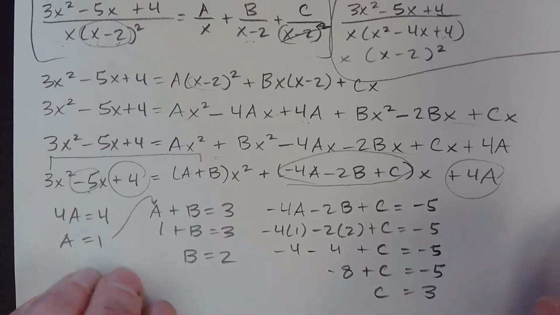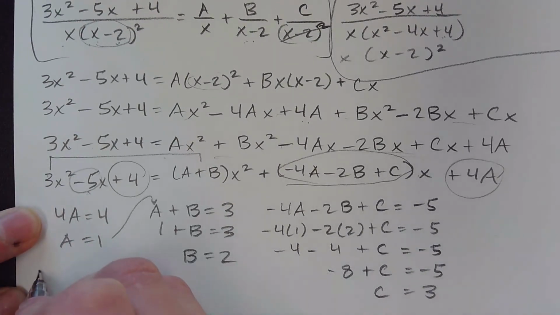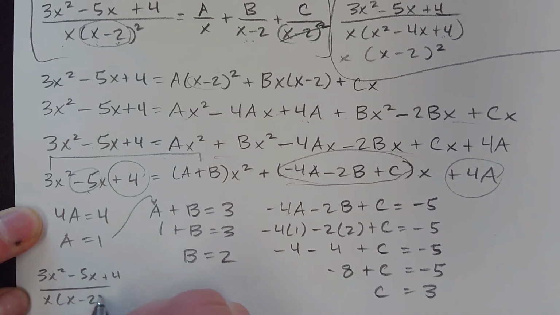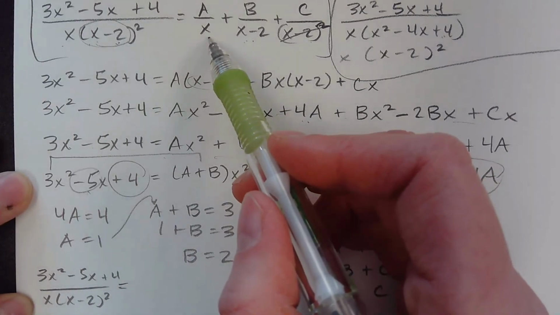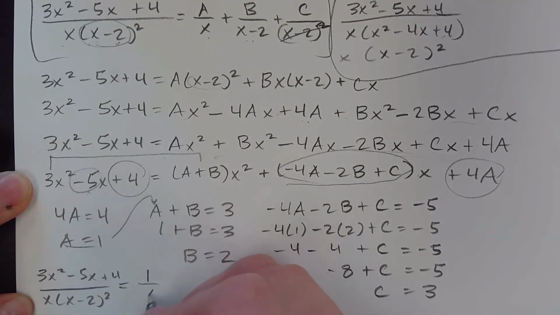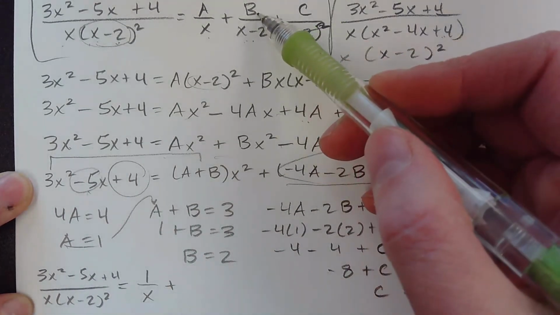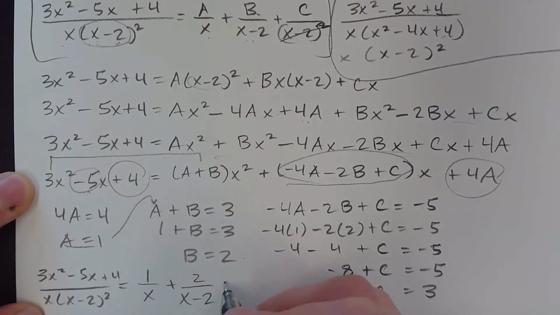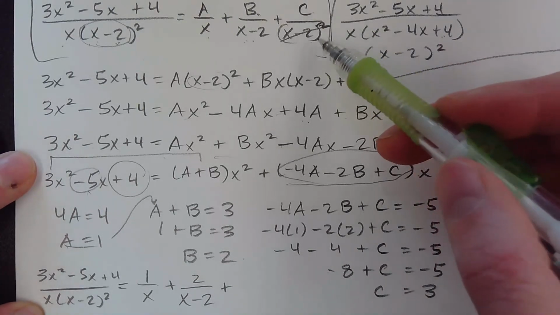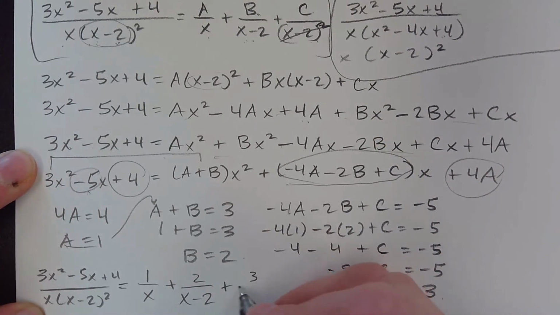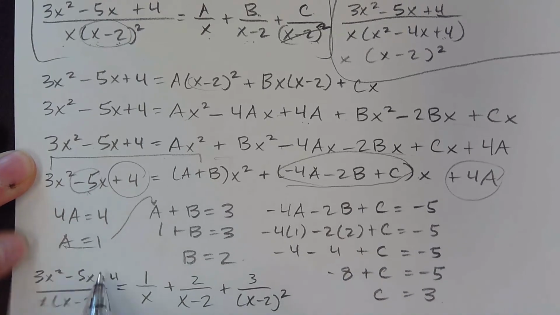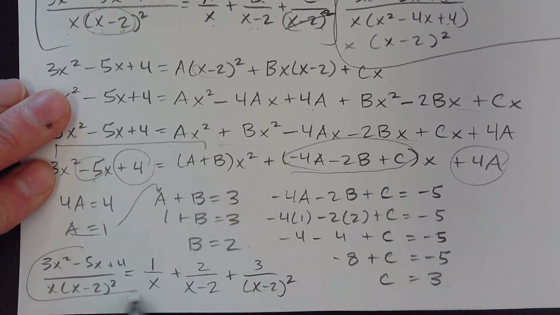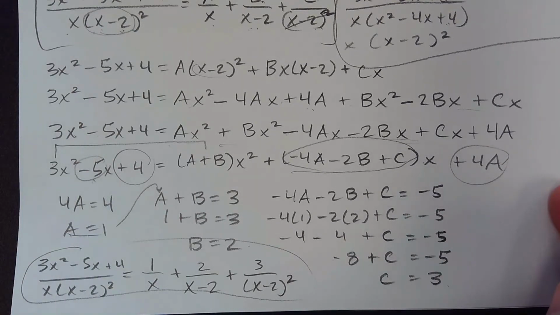So now my last step is to split this fraction apart. I know that 3x squared minus 5x plus 4 over x times x minus 2 squared is going to equal first A over x, and my A was 1, so 1 over x, plus B over x minus 2, and my B was 2, so 2 over x minus 2, plus my C over x minus 2 squared, and C is 3. So this is how I would decompose or break apart that fraction into multiple fractions.